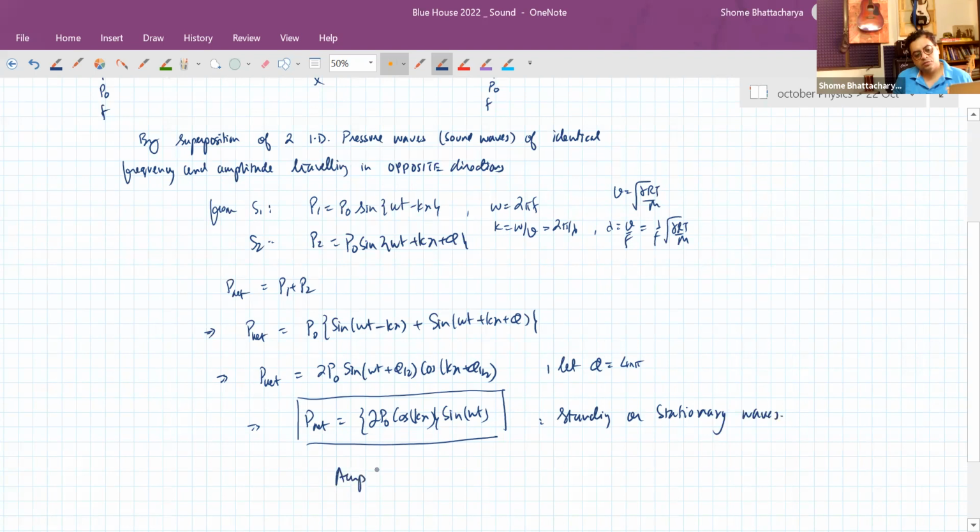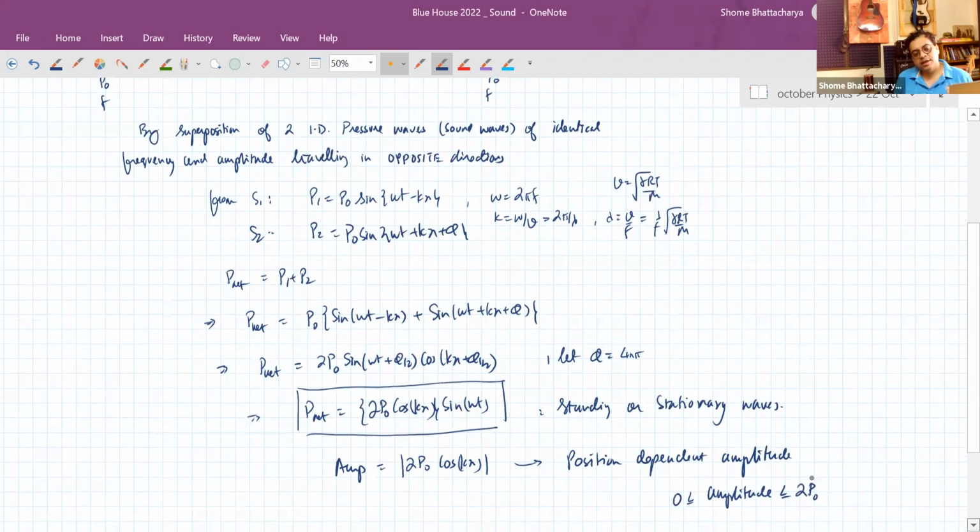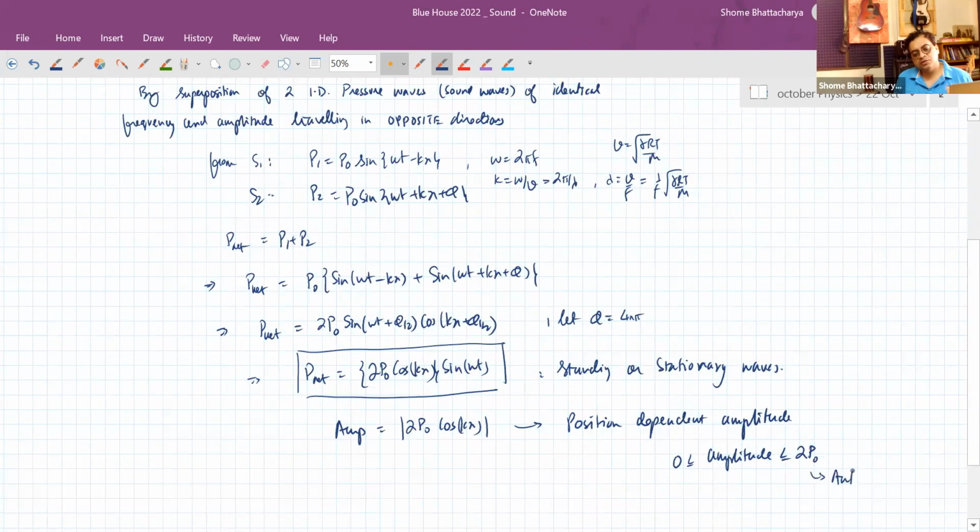the amplitude. So we have a position-dependent amplitude, where the amplitude can vary between 0 and 2p naught. So where the amplitude is 2p naught, we call them the antinodes. And where it is zero, we call them the nodes.